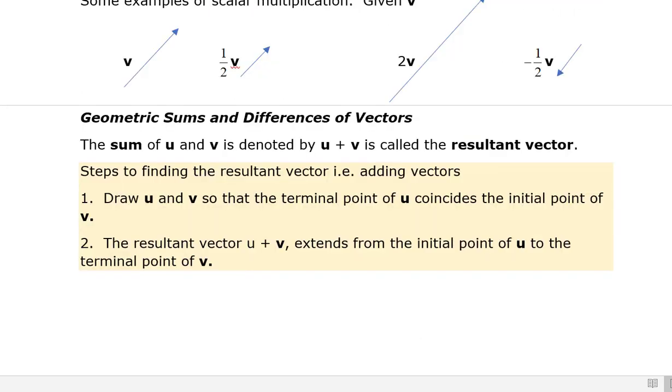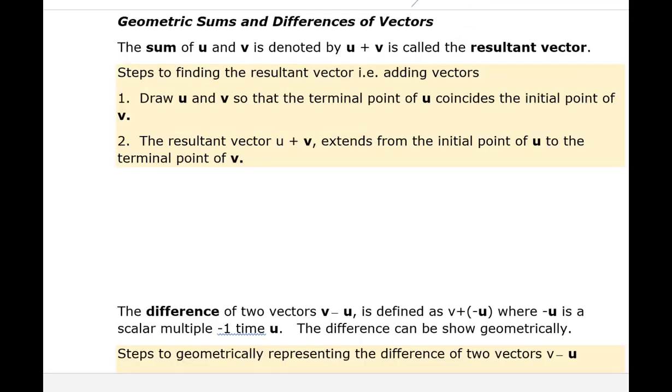When we add and subtract vectors, one way to do this is geometrically by drawing a picture. Later on, we'll talk about how we can do this algebraically. So now let's add two vectors geometrically. In other words, we're going to add two vectors by drawing a picture. I'm going to start off with vectors u and v.